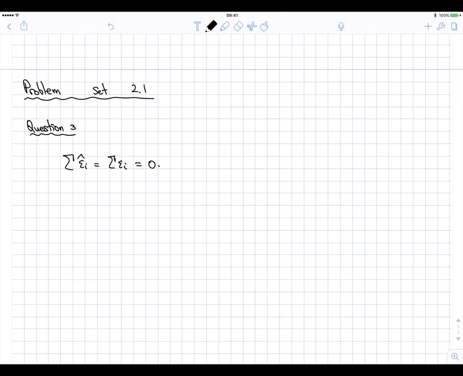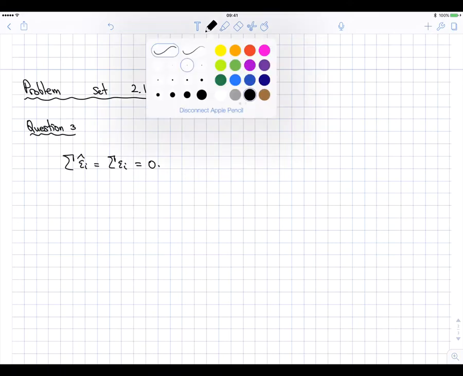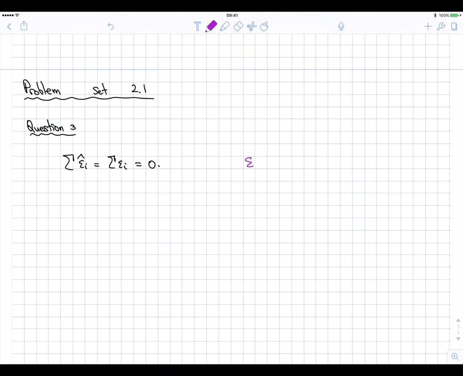How many of you looked at that video that I did with epsilon hats versus epsilons? I was trying to compare these two measures. These two are very different animals, okay? What you know for sure is true is that the sum of epsilon i hat is equal to 0. This is a purely mechanical property.